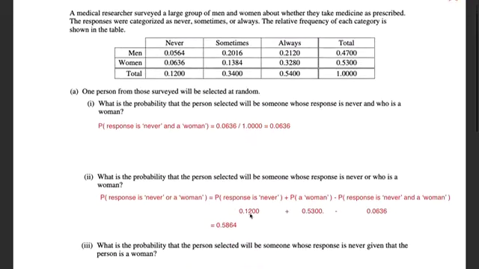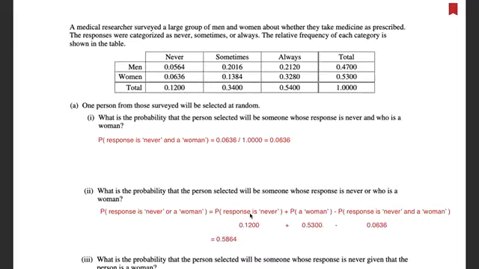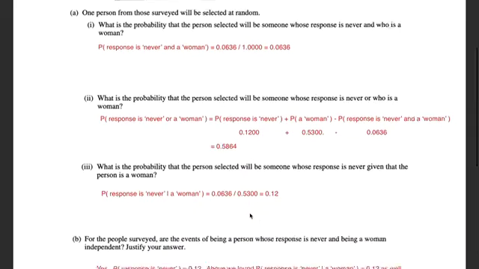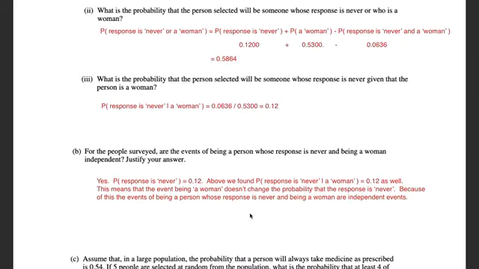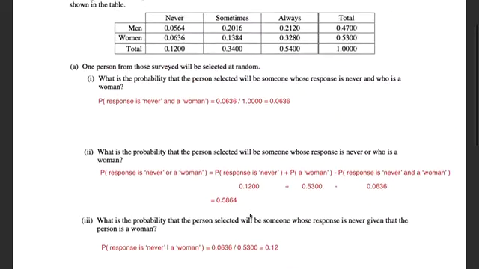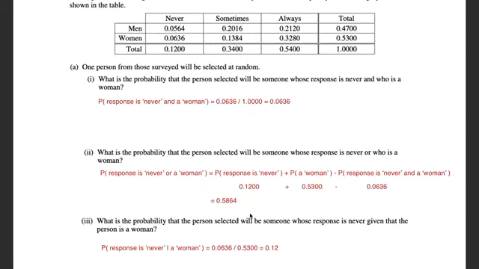I really like this question. It uses a two-way table again. It gives you a chance to practice calculating an and probability, an or probability, a conditional probability. It gives you a chance to think about independence. And then the very last part of the question, part C, is a binomial probability. This is a very recent AP exam question.